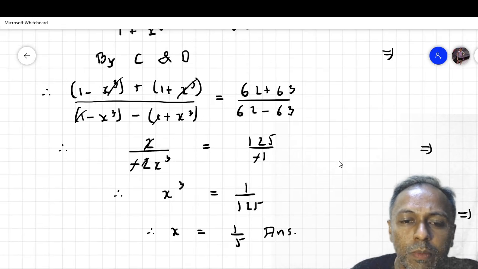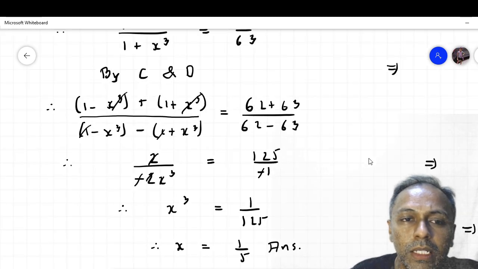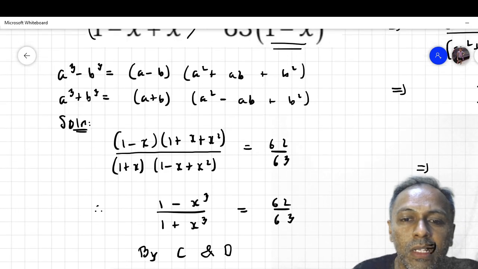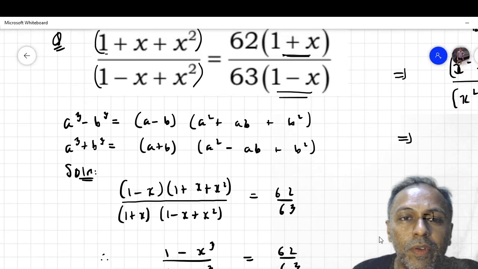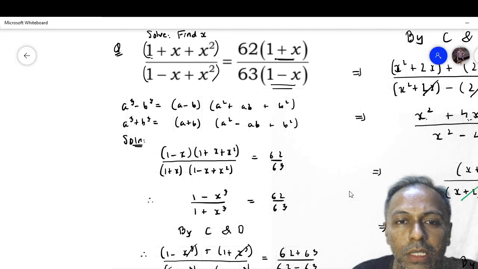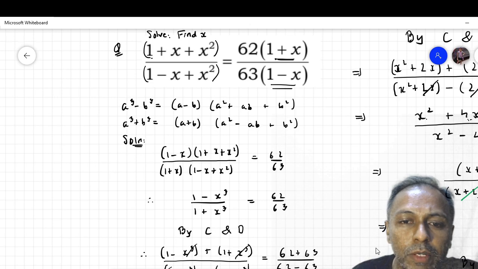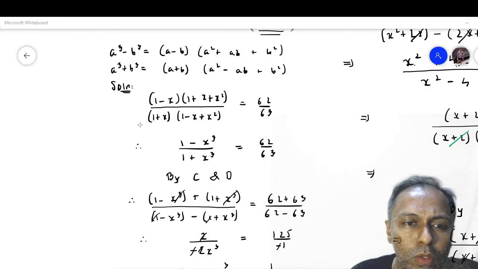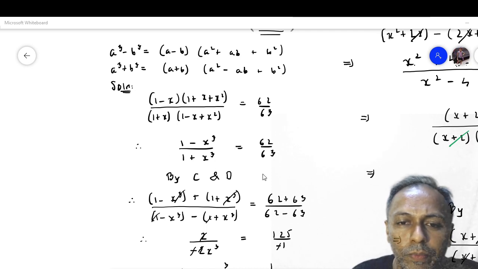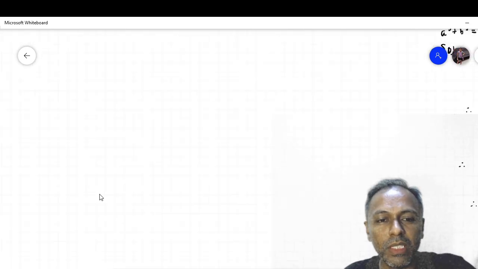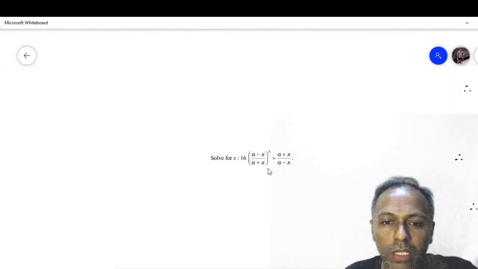So the initial step was important: cross multiplying and realizing that it is a cube minus b cube pattern. That was the only thing different in this problem, right? Once that is done, then it looks easy. Let's take one or two more questions of this, just one or two more, and then we can stop for this topic.